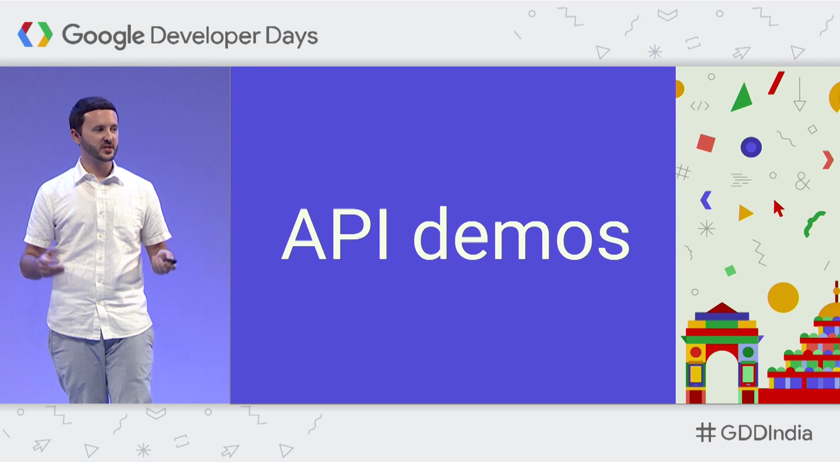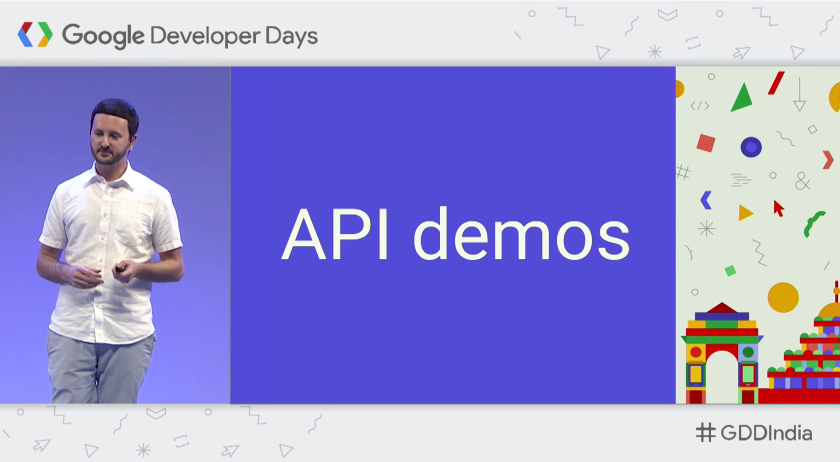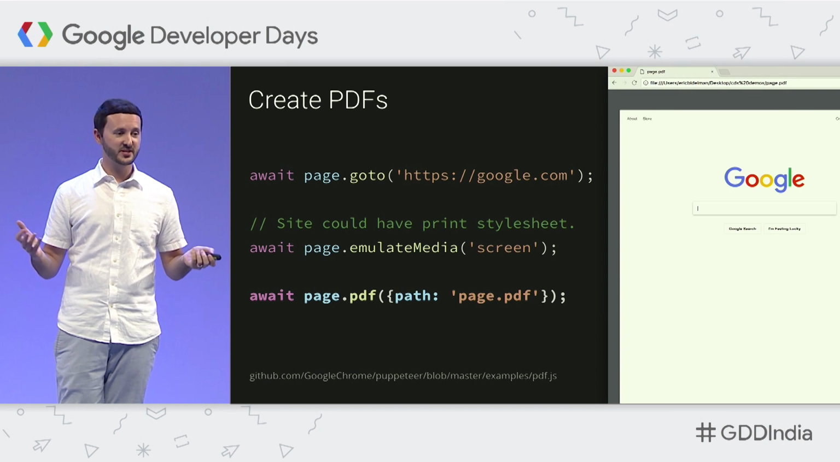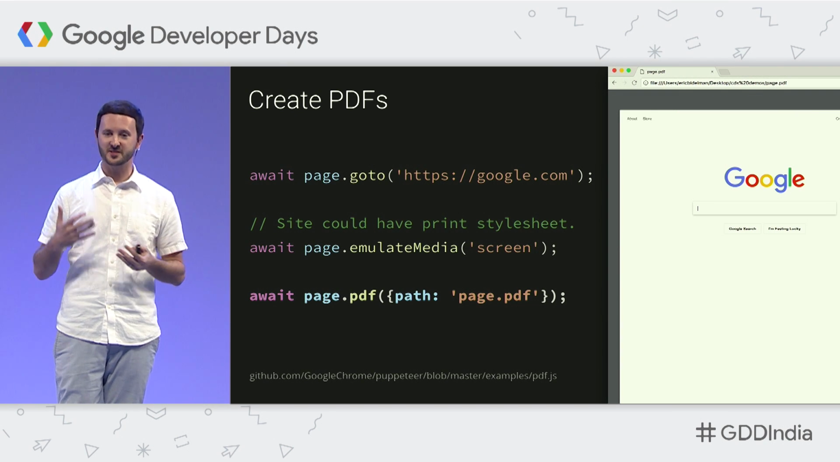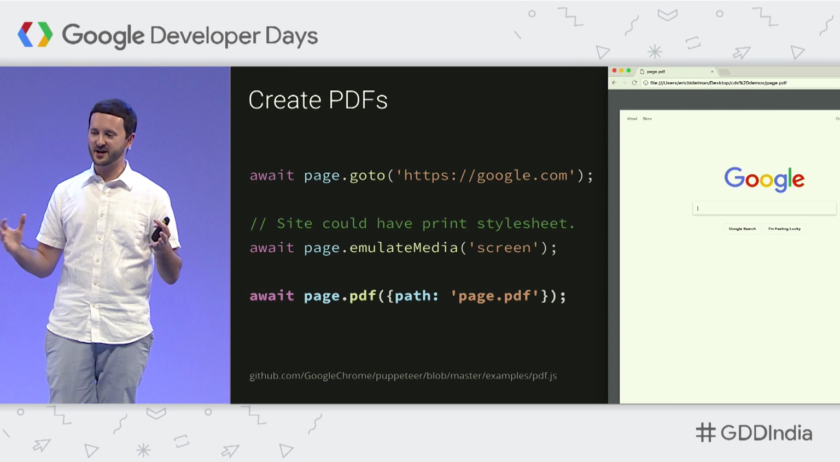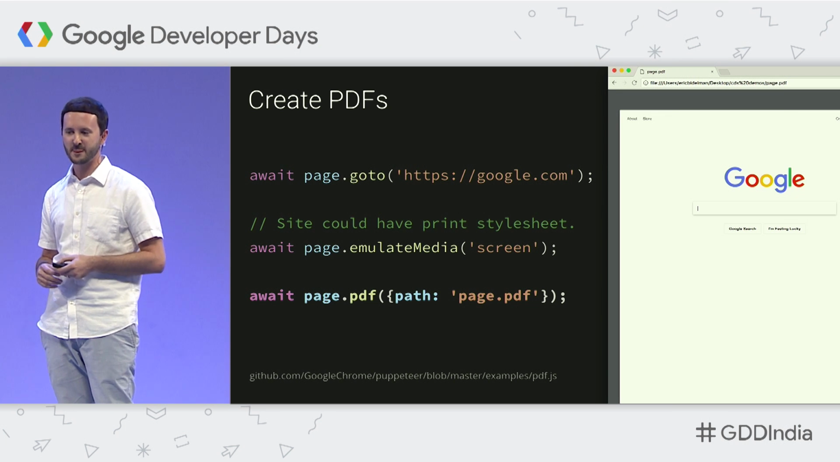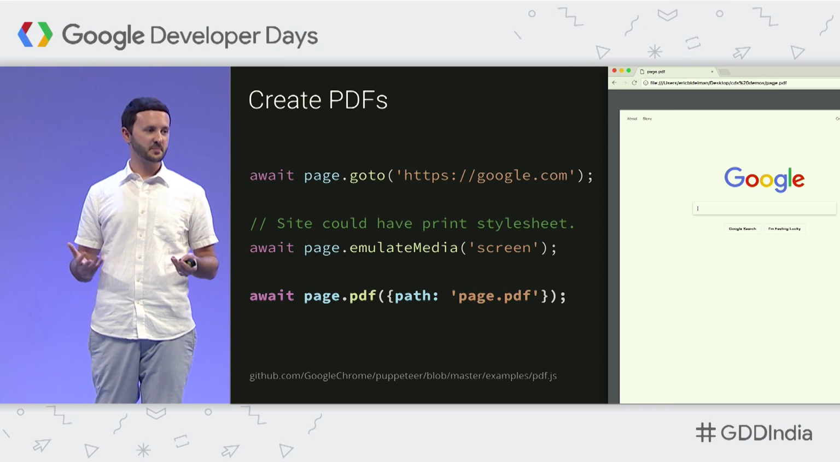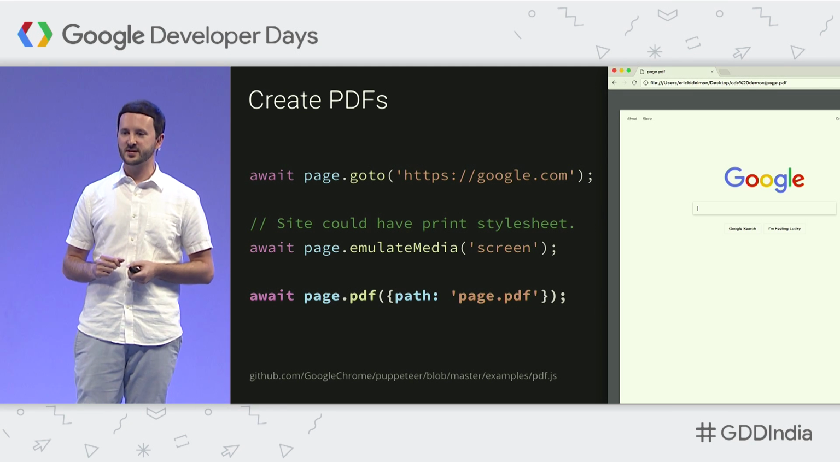So what other cool things can you do with Puppeteer? Screenshots are one. A lot of people like to create PDFs of their sites. I don't know why. They like to literally print out their page, their entire site, and give that to someone to look at. Well, Headless Chrome has the ability to print to PDF, and you can do that using Puppeteer's APIs as well.